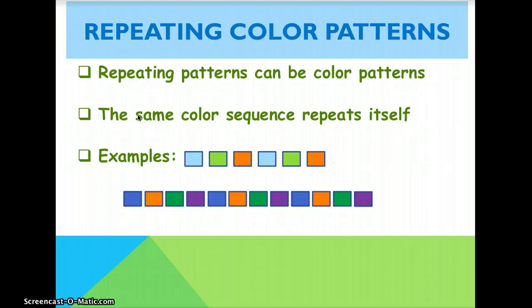Repeating color patterns have the same criteria as shape and number patterns. Repeating color patterns are easy to see. The example I use is one with 3 colors, blue, green, orange, and one with 4 colors, blue, orange, green, purple, blue, orange, green, purple, blue, orange, green, purple. They can also have one color or many more colors than just 4.